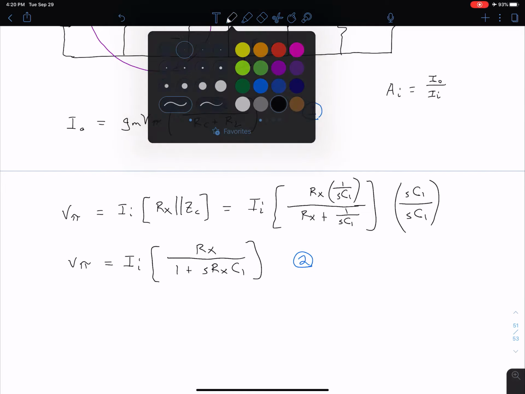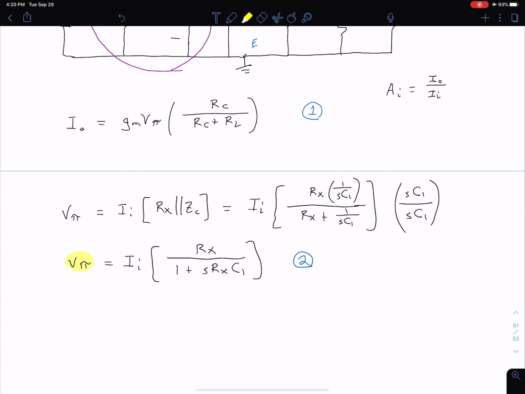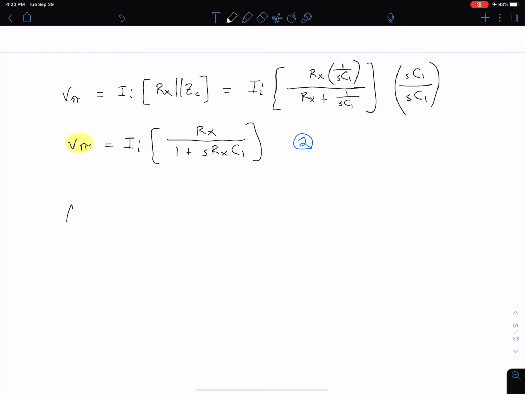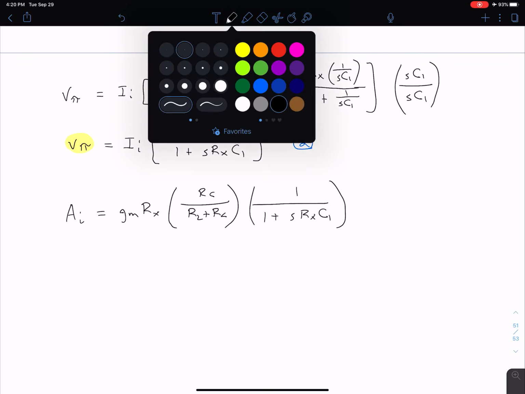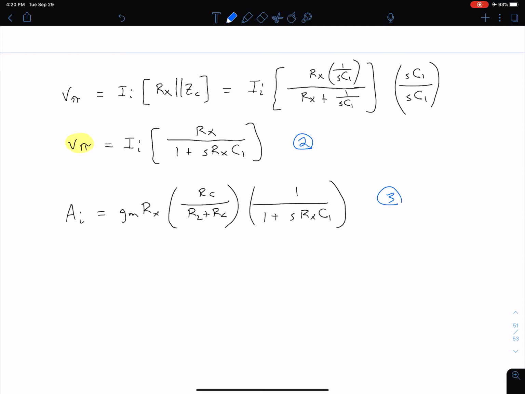And so what we're going to want to do now is take this expression for V pi from 2, and substitute it into expression 1 up here. And so ultimately that's going to give us our I out and our I in the same equation. And then we can solve for our gain as Gm times Rx times Rc divided by RL plus Rc times this 1 divided by 1 plus S Rx C1 term. Okay, and again, to be consistent with the notes, let's call this equation 3.